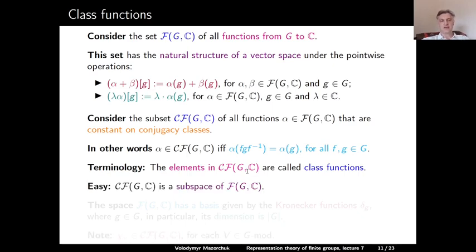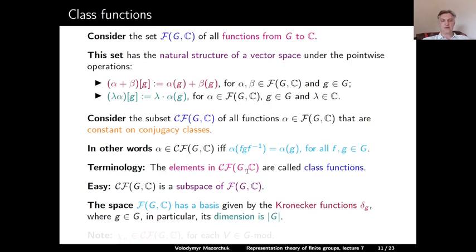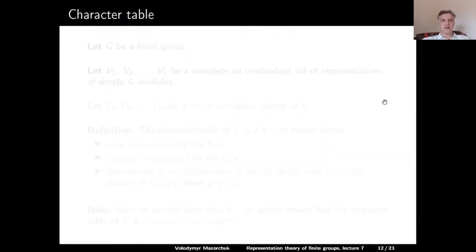It is very easy to check that the set of all class functions is a subspace of the set of all functions. Further, the space of all functions has a natural basis given by the Kronecker functions delta g, indexed by elements little g in our group capital G. So such a function has value 1 at the element little g and has value 0 at all other elements. So in particular, the dimension of the space of all functions is equal to the cardinality of G. And due to basic properties of characters, we know that the character of any G module V belongs to the subspace of class functions.